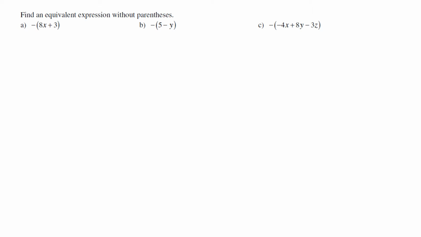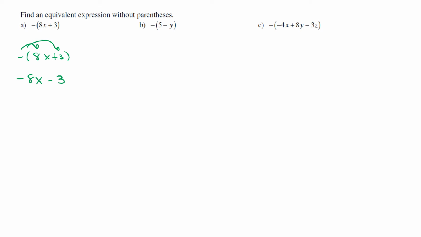Alright, find an equivalent expression without parentheses. So here we want to use our distribution property. So we can distribute our negative through each one. So we look at example A here. We've got negative (8x plus 3). So we can distribute that negative in, and that becomes negative 8x minus 3.